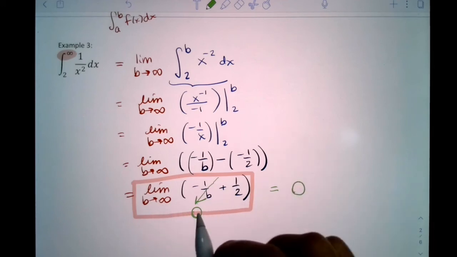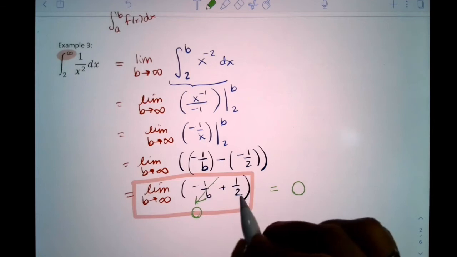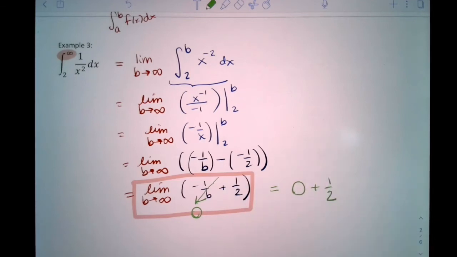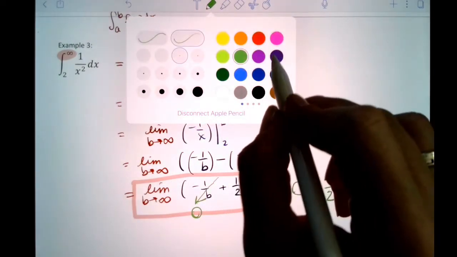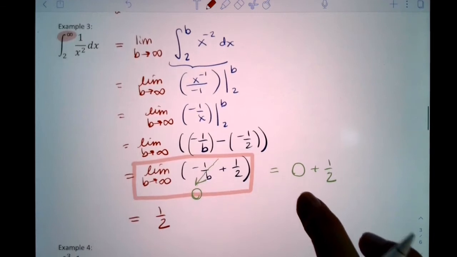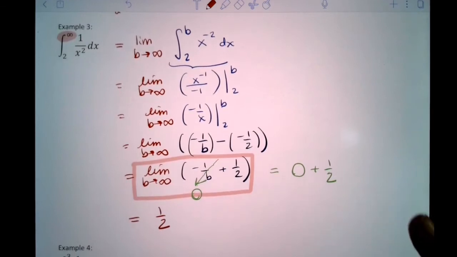And then as b goes to infinity, I just have this 1/2. There's no variable in it at all. So just plus 1/2. So what I now realize here is that this integral that I was just working on and working really hard to come up with actually equals 1/2. So I now know what to say about this integral for example 3.